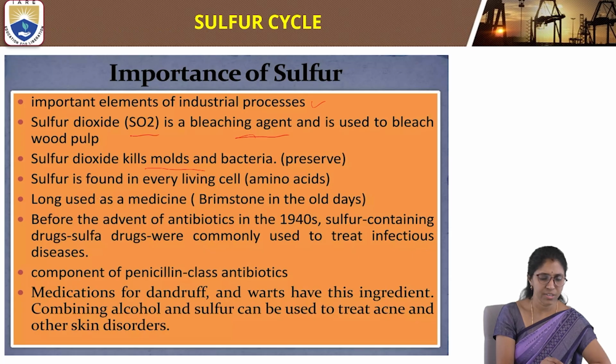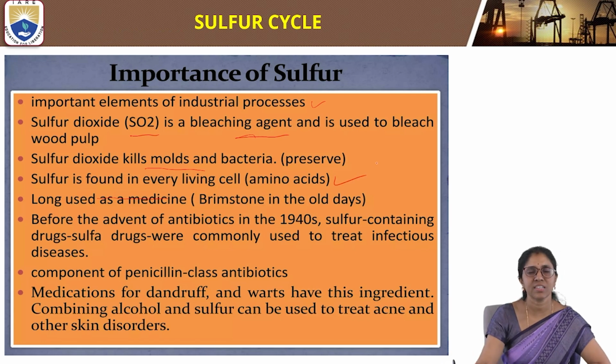Sulfur is found in every living cell, in amino acids like cysteine and methionine. Every living cell has proteins, and proteins are made up of amino acids.